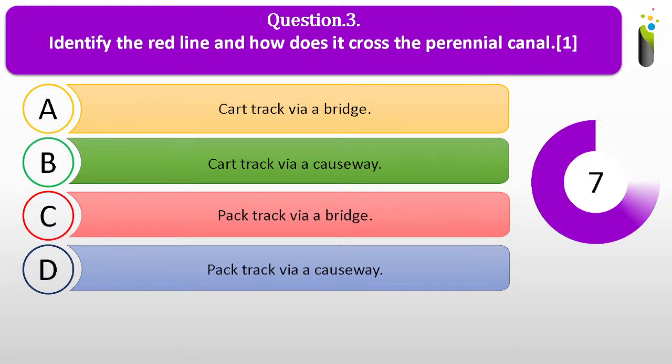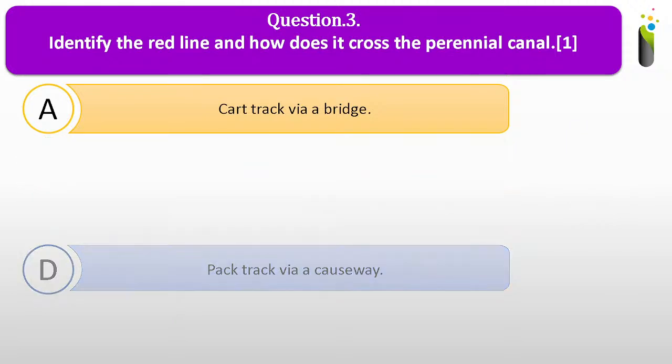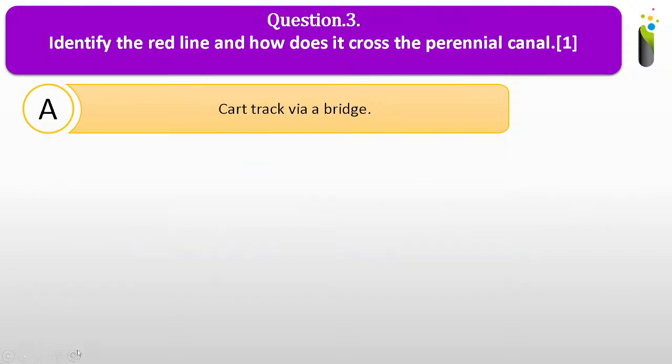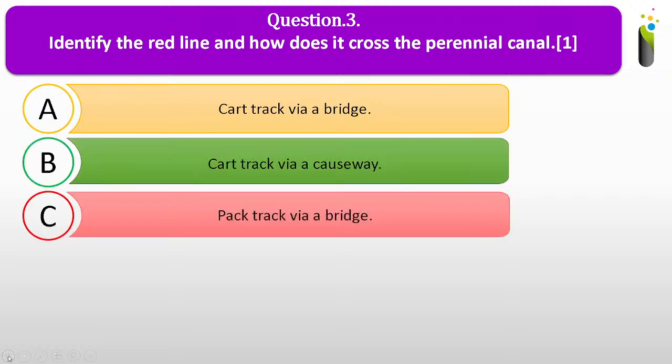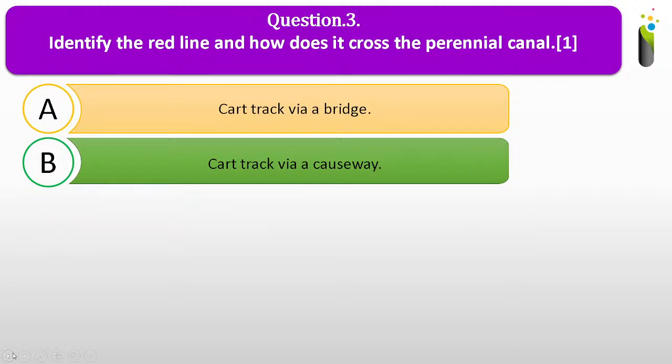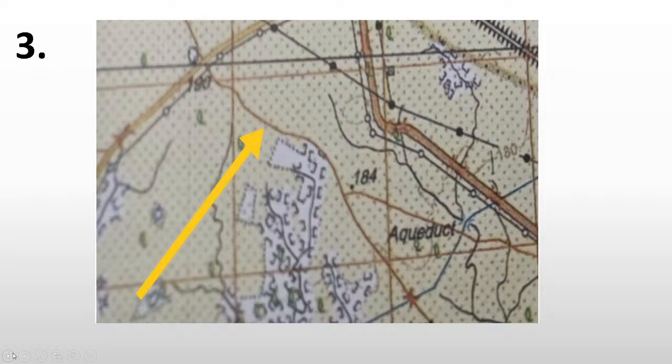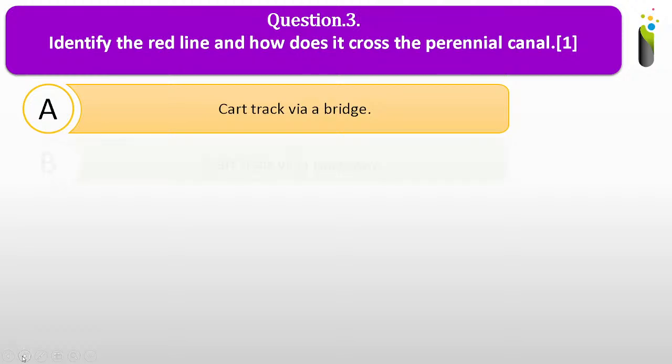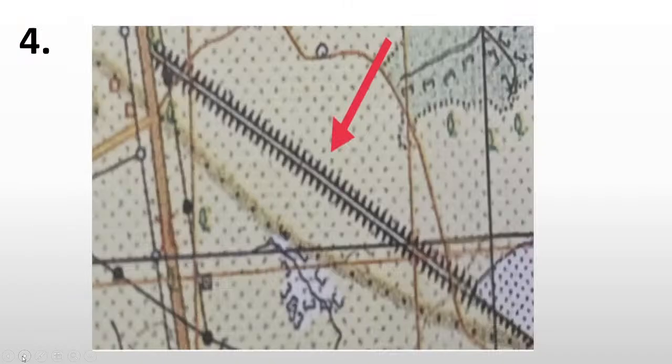And the correct answer for this question is, it is a cart track via a bridge. Okay, so I will show you the picture once again so that you will remember this. This is what it was, and it is a cart track via a bridge. Now, look at this screen for question number 4. Observe carefully, look carefully.